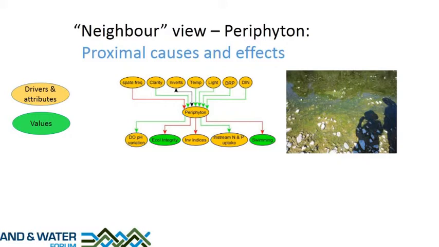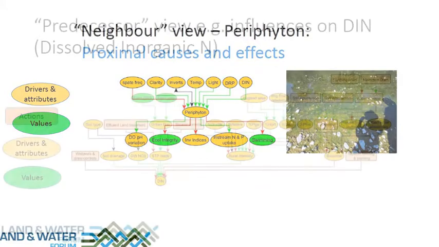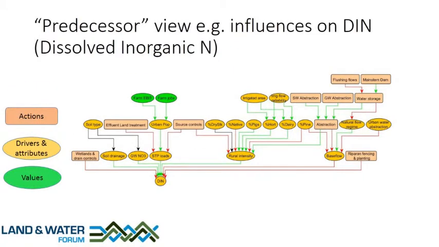There are also tools you can use if interested in, say, dissolved inorganic nitrogen. What are all of the things above dissolved inorganic nitrogen? So what are the predecessors? This is the predecessor view in the same diagram, and it shows all of the actions we can do for things that will affect dissolved inorganic nitrogen, all these things here, and the drivers, and then the values that also feed back into the system that affect dissolved inorganic nitrogen.